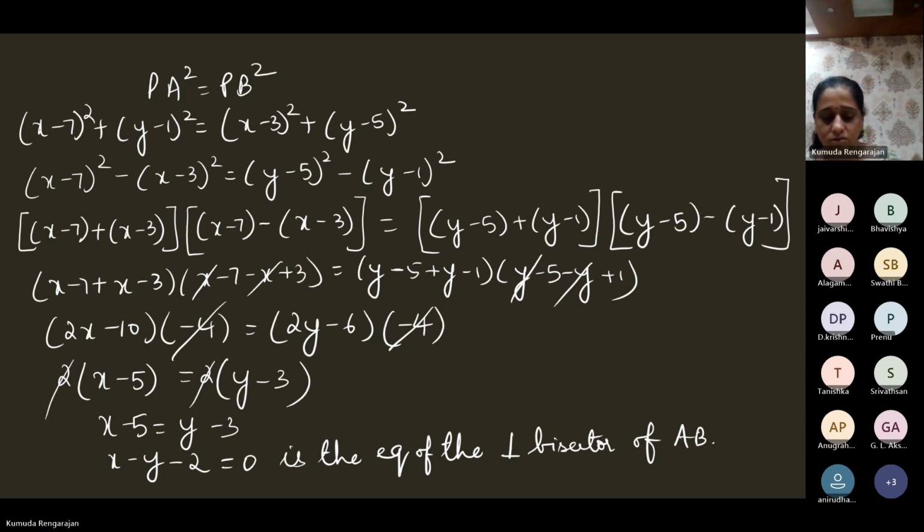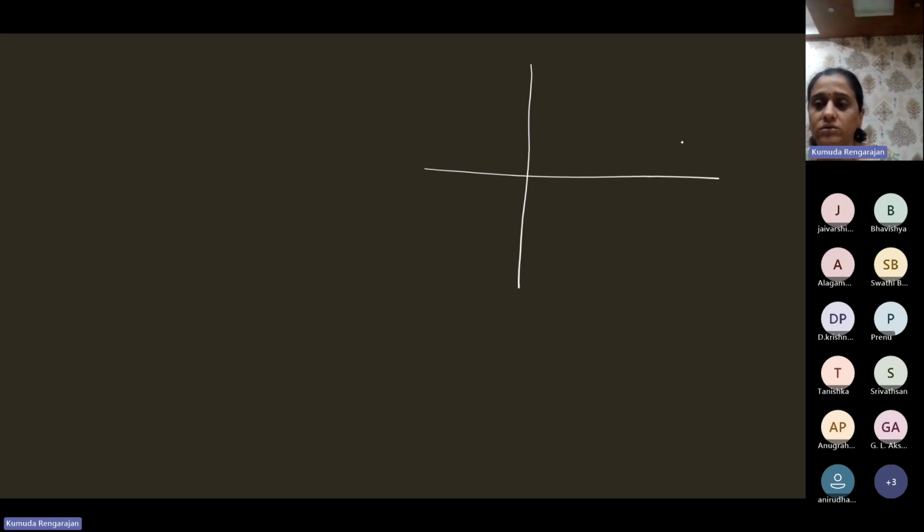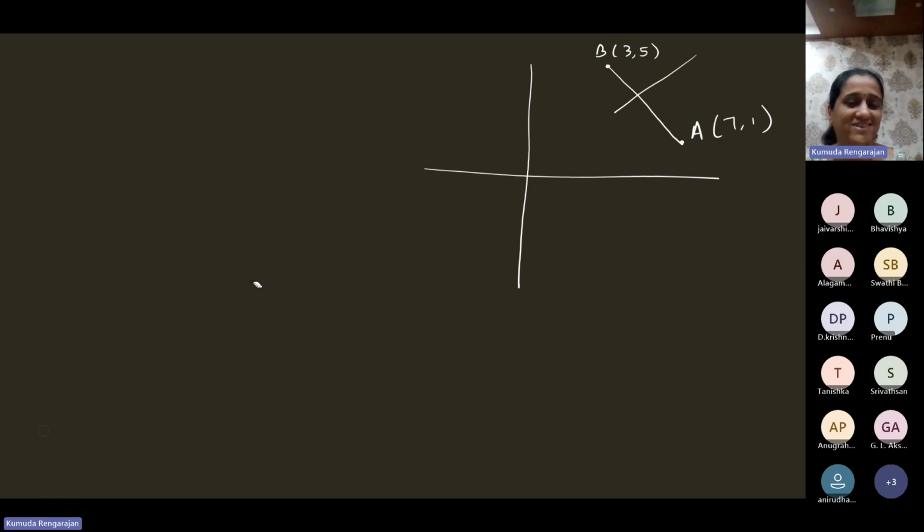Okay, so next is to find the point of intersection of this line with the x-axis and y-axis. See here, we'll just have a look at this line segment in the Cartesian plane. A is (7, 1) and B is (3, 5). So this is the line segment AB, and this is the perpendicular bisector, roughly. Oh, I don't want it to pass through the origin. Just a second.